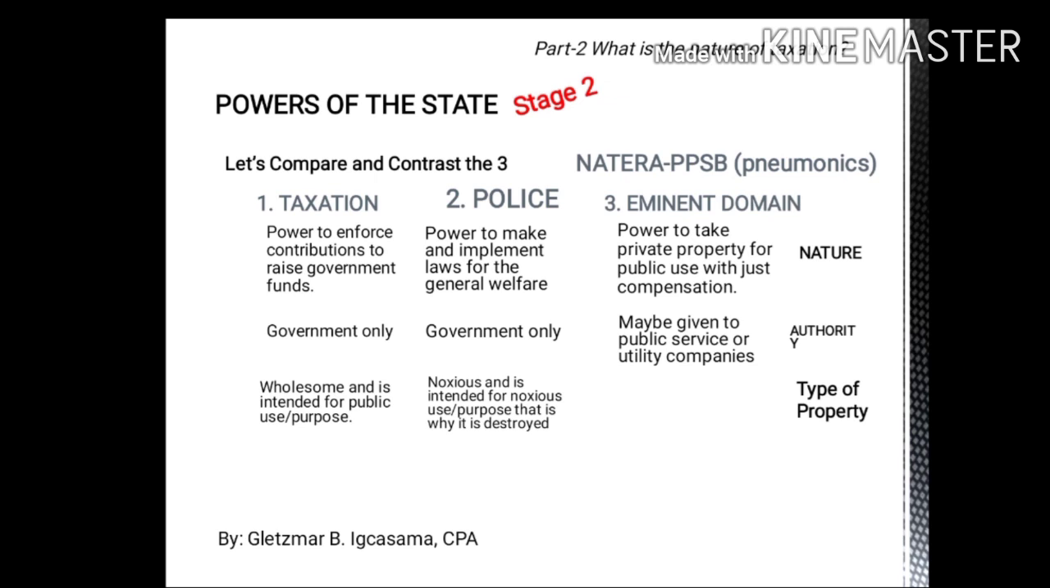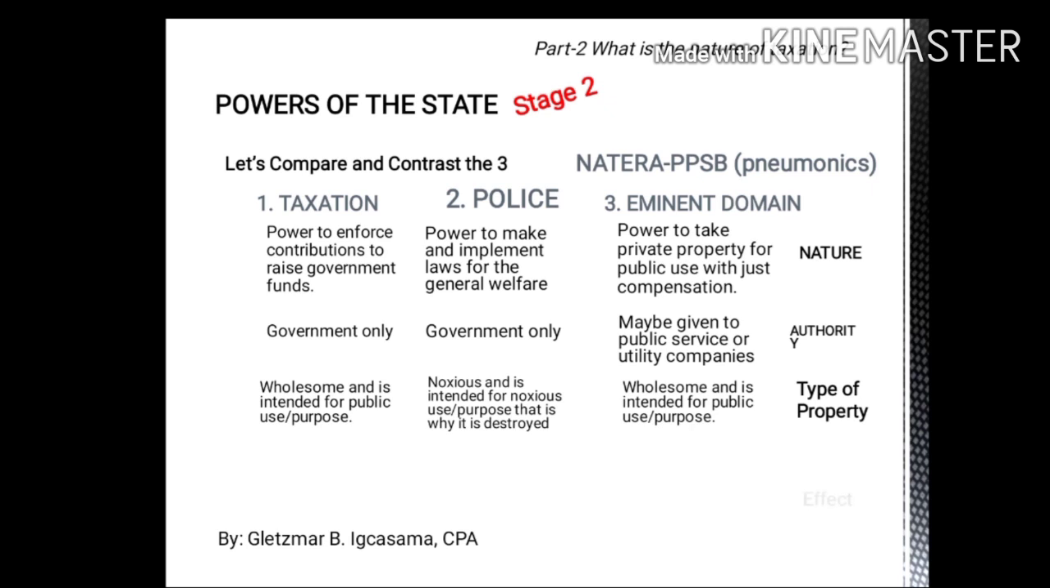Tapos, it is destroyed. Example of this one is when the government nakakuha sila og drugs or smuggled goods. Those acquisitions of the government are considered under police power. So those things are destroyed. But if the government acquires an asset by exercising eminent domain, the asset or the property acquired by the government is wholesome and is intended for public use or purpose.